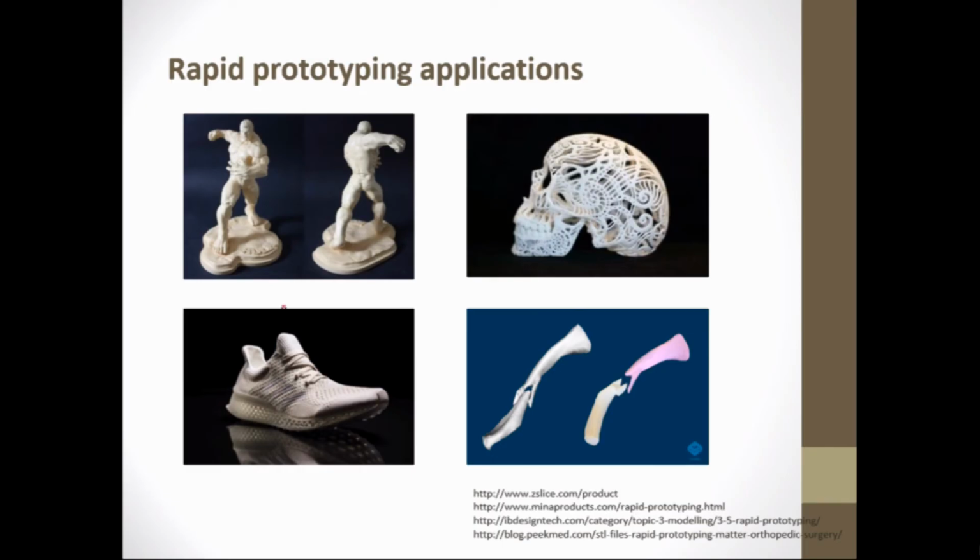This is a human skull, a model of a human skull. Let's see the complexity of the products. There are so many complex features over here. These are human limbs. So these complex parts can be very easily manufactured using rapid prototyping or additive manufacturing.